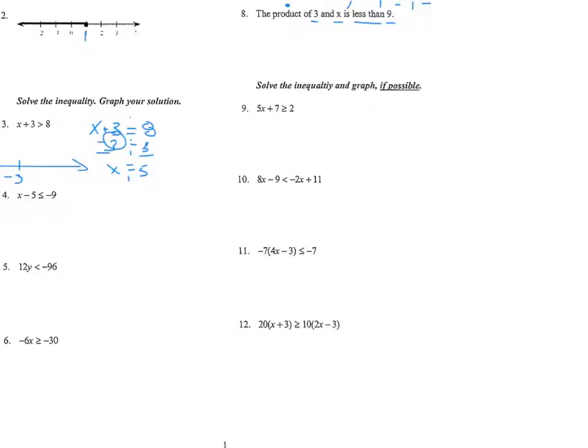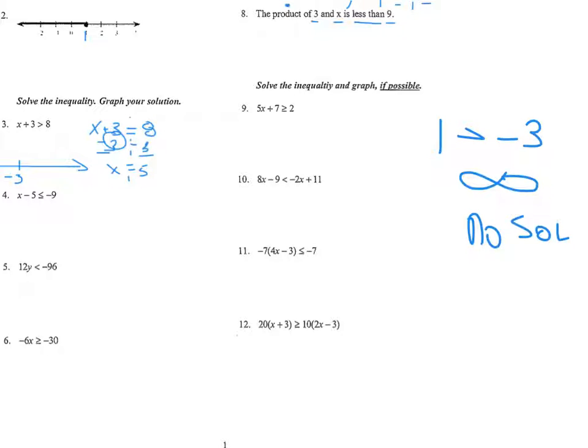9, 10, 11, 12. You're to solve and graph if it's possible. So these are a little bit tougher. But the thing is still, get the letter by itself. And remember, if your x values all cancel out, for example, if you get something that looks like this, you have to ask yourself, okay, is 1 greater than -3? If you say yes, that's true, then remember, it's infinite solutions. If it's false, then we would say no solution.